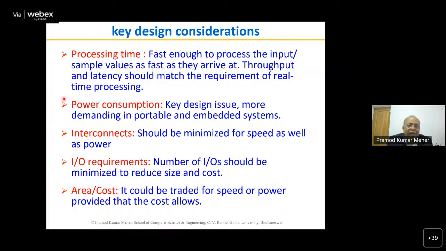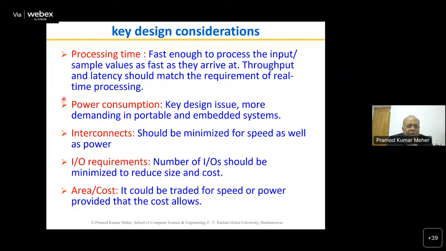Just like the flow of time, if you do not move with the flow of time, the time will never come back. And so for that, we should have enough throughput, that is the number of outputs per second required by the system, and the latency should match the requirement of the real-time application. Latency is the delay caused by the processing. Suppose your initial input comes and your output is available after time tau, then tau is your latency, and throughput is the number of outputs per unit time. That is why throughput and latency should match your requirement of the system to process the samples as fast as they arrive.